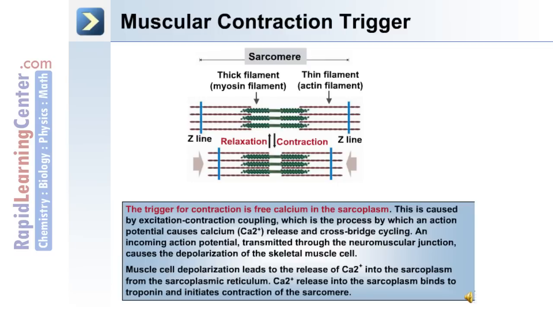An incoming action potential transmitted through the neuromuscular junction causes the depolarization of the skeletal muscle cell. Muscle cell depolarization leads to the release of calcium into the sarcoplasm from the sarcoplasmic reticulum. Calcium release into the sarcoplasm binds to troponin and initiates the contraction of the sarcomere.